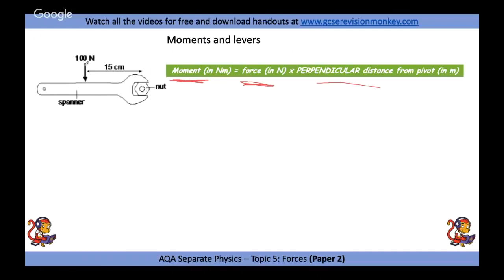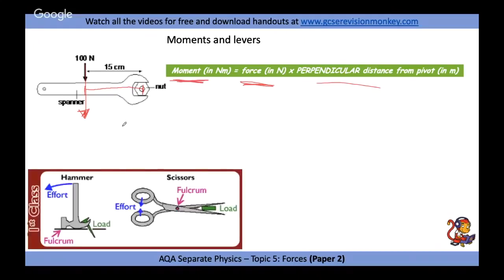Perpendicular distance means, so here is my force being applied to this spanner here, the distance at 90 degrees from that force up to the center of my pivot. So that is my distance there. On this spanner, that wouldn't matter too much. It'd be fairly easy to take that measurement. But in different situations, it might be harder for you to take that measurement. So really important is at 90 degrees to where the force is.